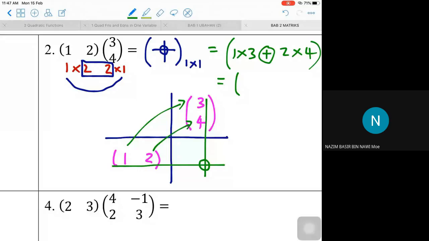11. Yeah, 11. Yes, correct. Okay, so the answer is 11. Only 1 element inside the matrix. So your answer is correct. Okay, done. Okay, now we go to question number 3.